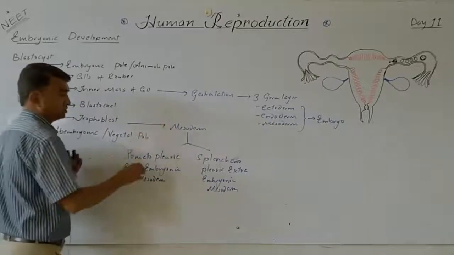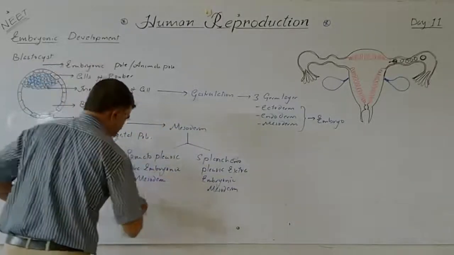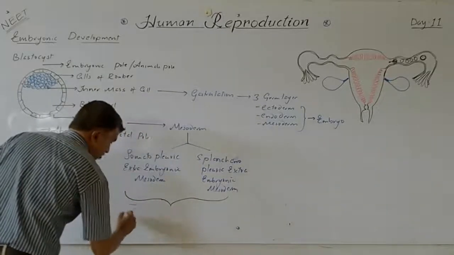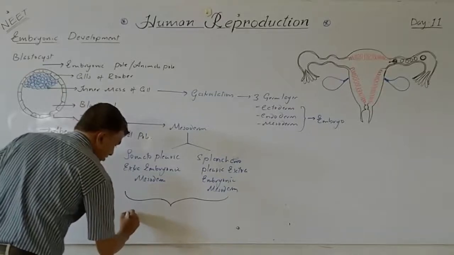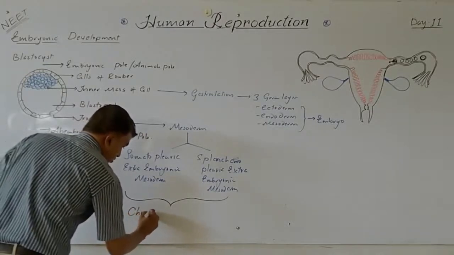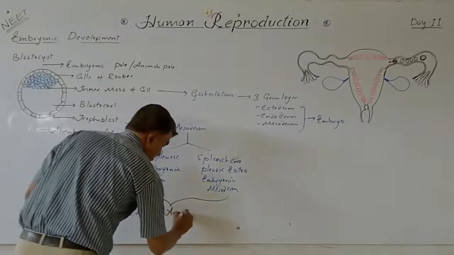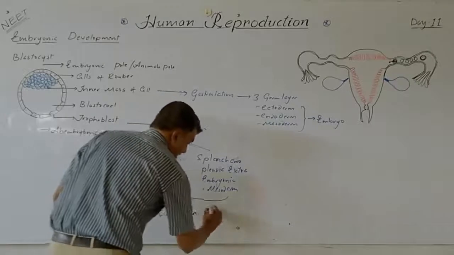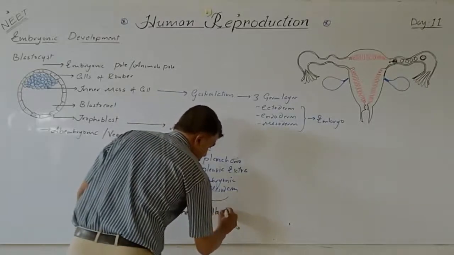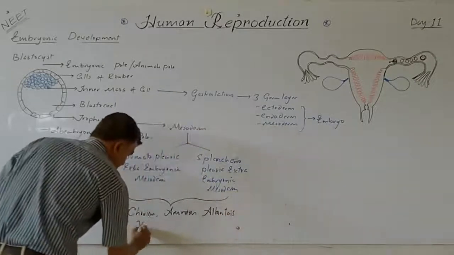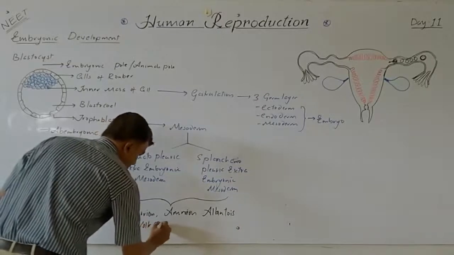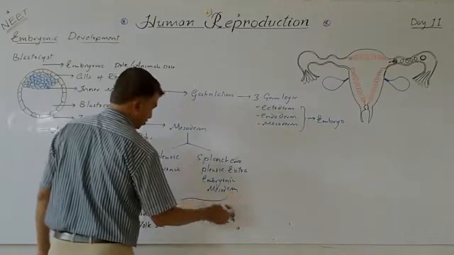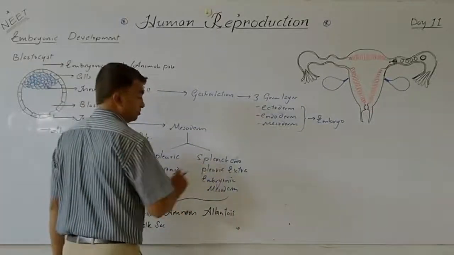And this trophoblast helps in the development of the extraembryonic membranes, that is chorion, amnion, allantois, and yolk sac. So all of them develop from this trophoblast membrane. So chorion, amnion, allantois, yolk sac, these are the extraembryonic membranes.